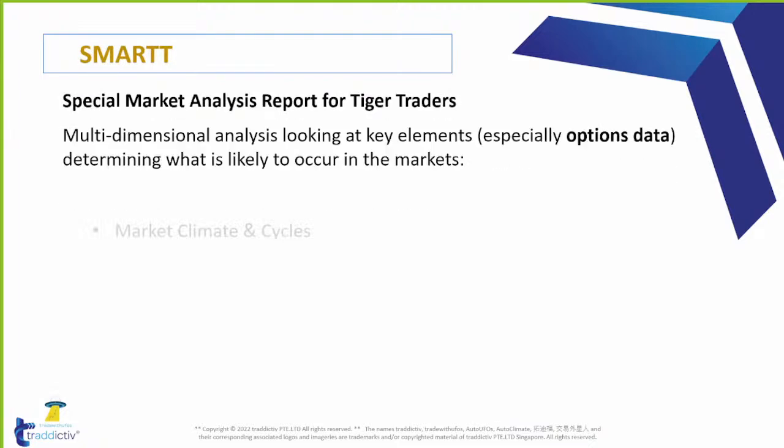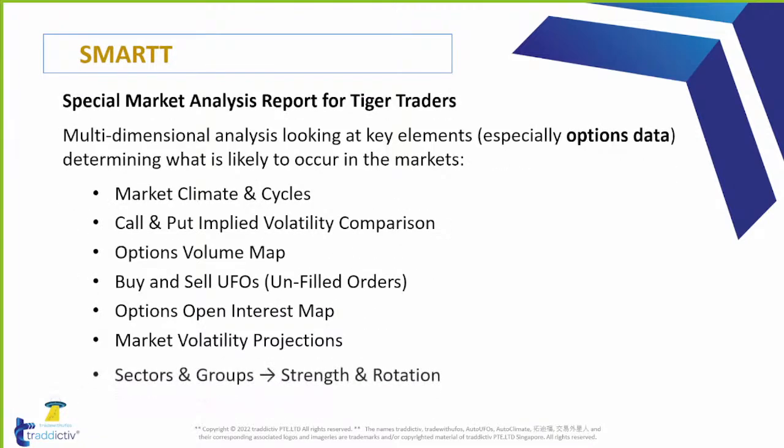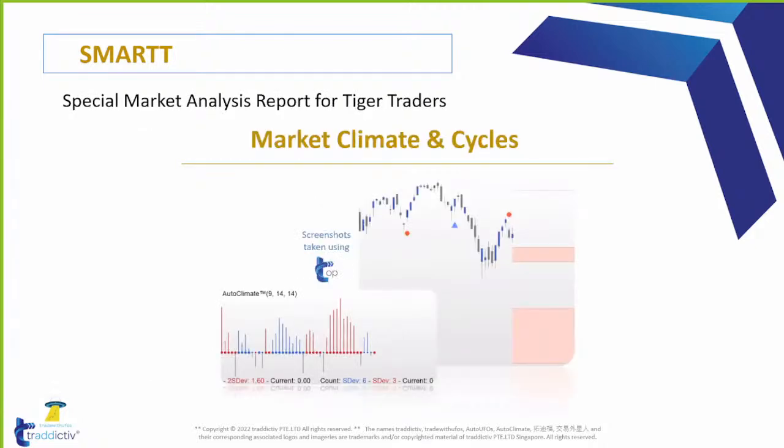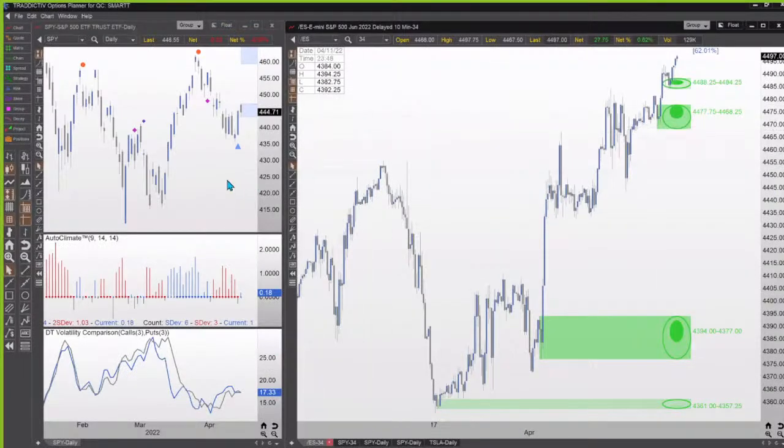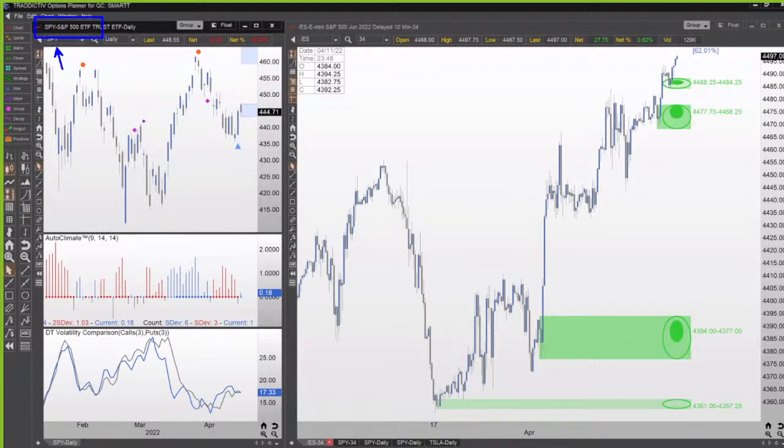So we're going to be looking at the market report. It's a SMARTT report, special market analysis report for tiger traders. We're going to be looking at the climate and the cycles, the call and the put implied volatility, options volume map, UFOs, and all of the above, or I should say all of the below. So the market climate and the cycles is this. Take a look. We are looking on the left at the SPY, which represents the S&P 500 ETF.